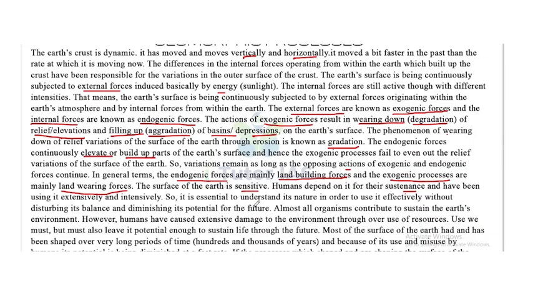Okay, so here we discussed two types of forces: the first one is the external forces and the second one is the internal forces. The external forces are known as exogenic forces and the internal forces are known as endogenic forces. The endogenic forces are land building forces and the exogenic forces are land wearing forces. Okay, so these are the main things we discussed here.